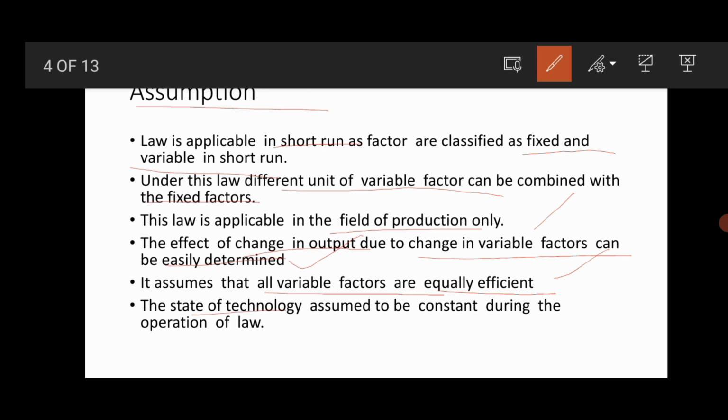The state of technology is assumed to be constant during the operation of the law. There is no change in the technology. Sometimes if technology changes, they can employ more factors, and even if they employ more factors, negative returns and decreasing returns do not happen. Therefore they have kept technology constant here.